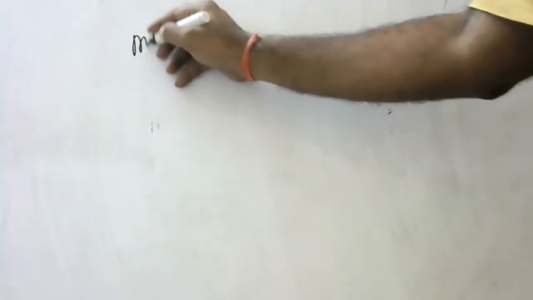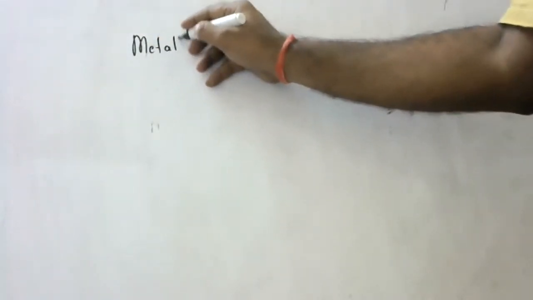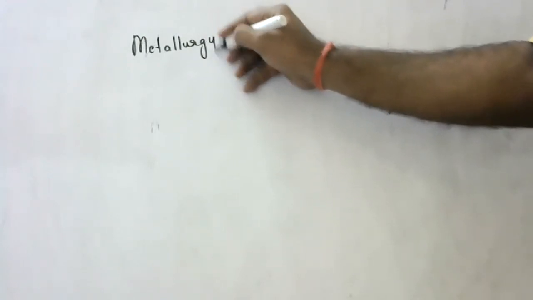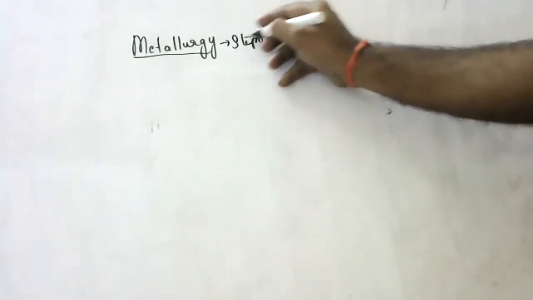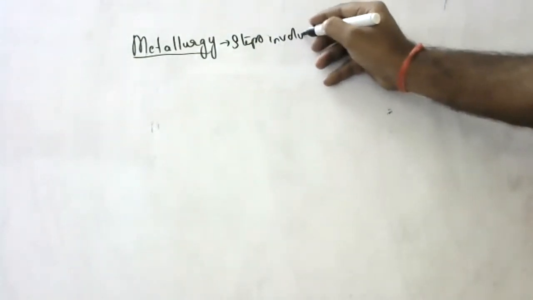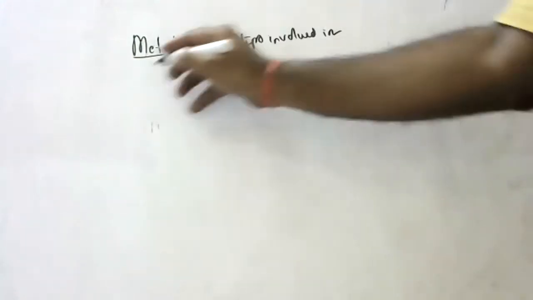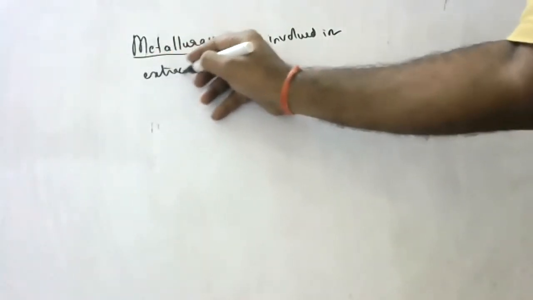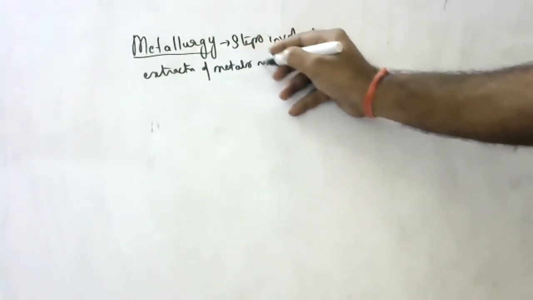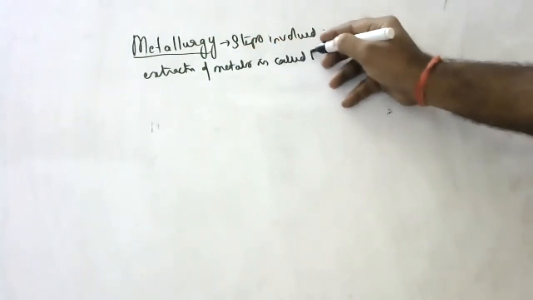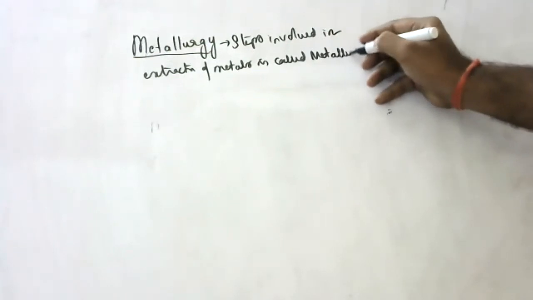Yeah, children. So we are studying. Now we are going to discuss metallurgy, extraction. Okay. So seriously speaking, what is metallurgy? Steps involved in extraction of metals is called metallurgy.